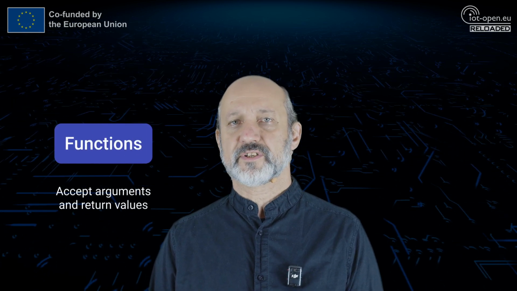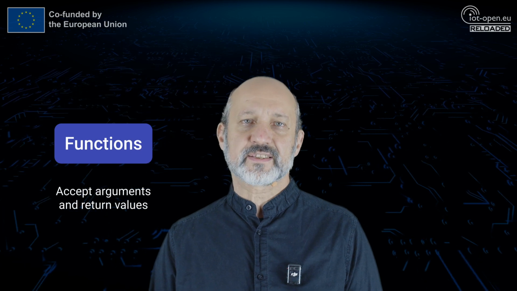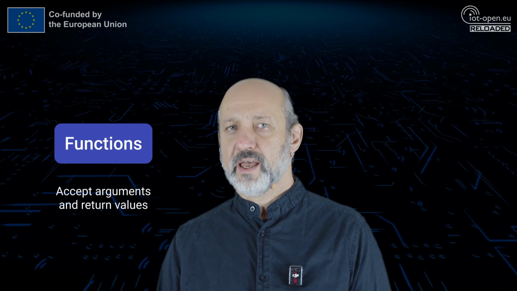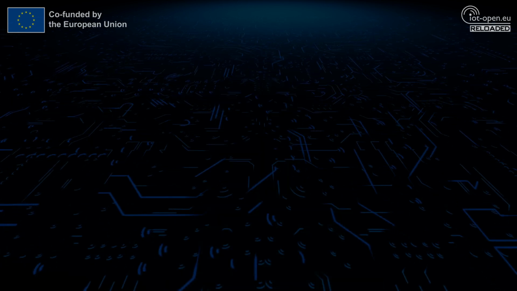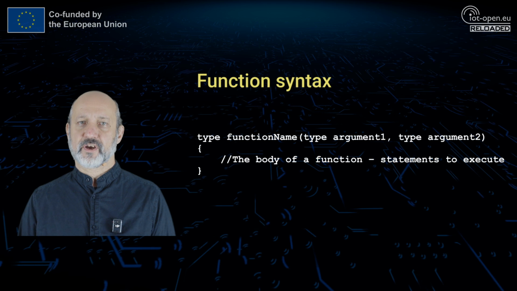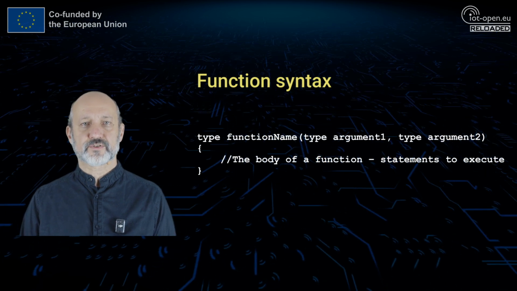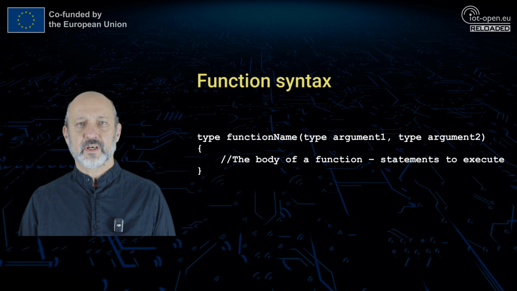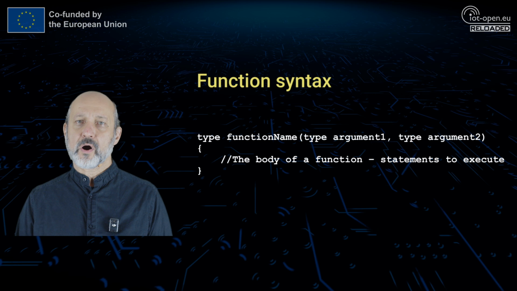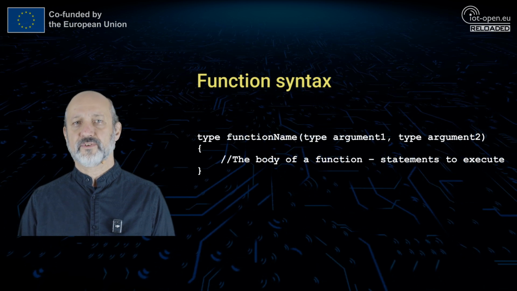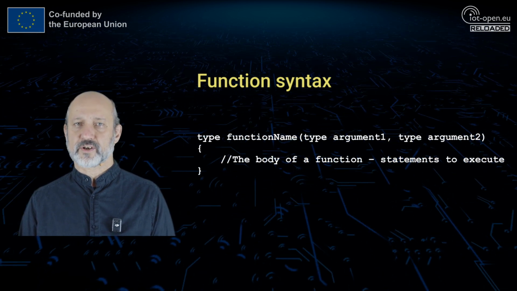Functions are the set of statements that are executed when the function is called. A function can accept arguments as input data and return the resulting value. Calling the function can be done by writing its name with optional arguments in parentheses. The general structure of a function is the type of the value that the function returns, the name of the function, and the list of arguments in parentheses. The following pair of curly braces contain a set of instructions, the body of the function.